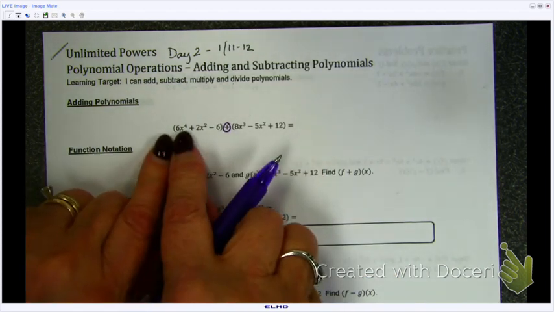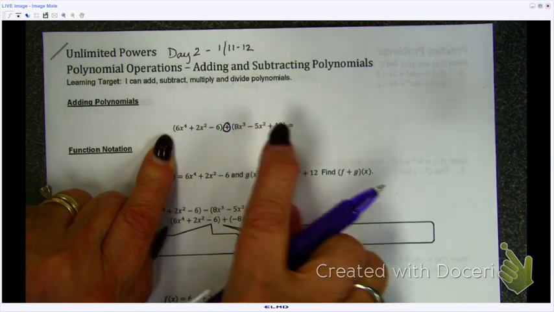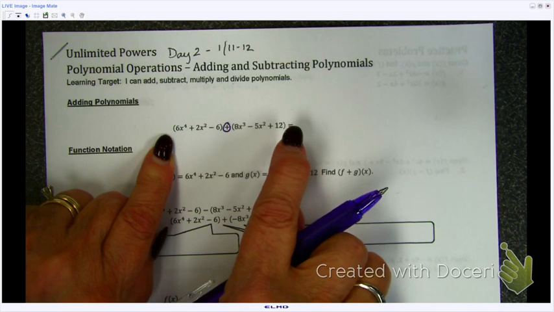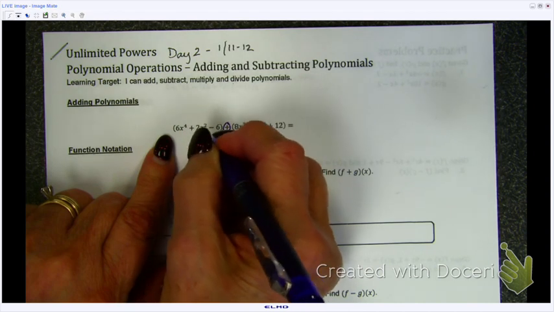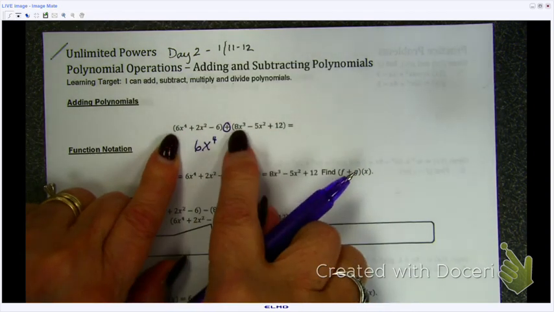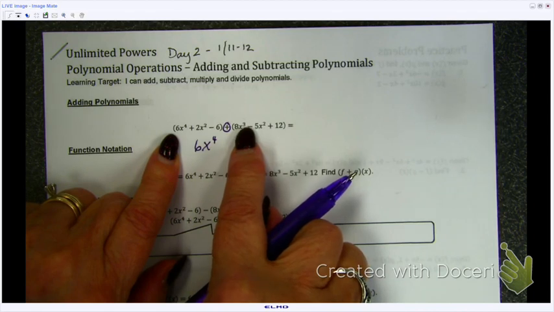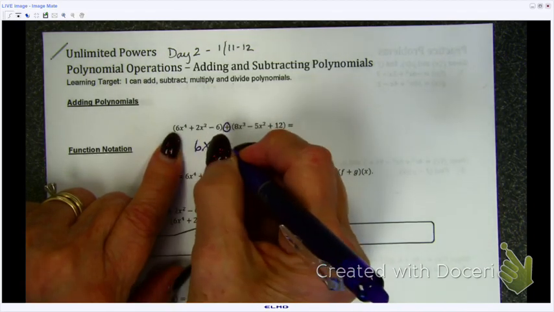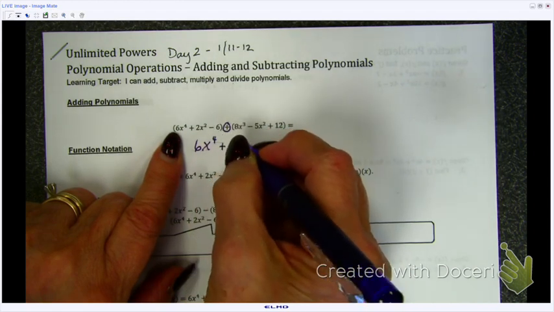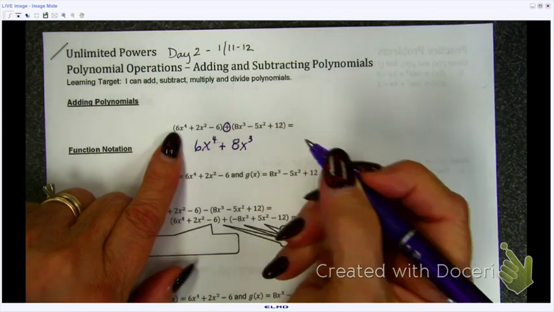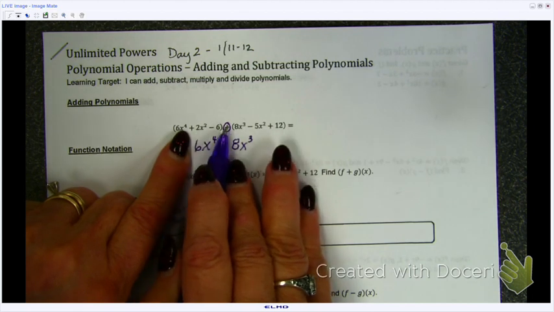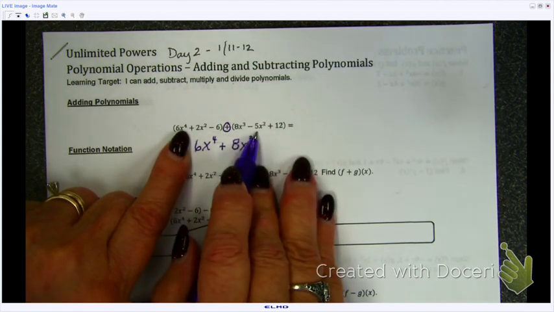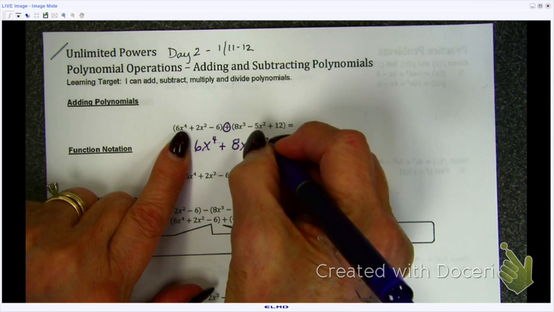So I have 6x to the fourth, but I don't have an x to the fourth to combine with it. So 6x to the fourth. Here I have an x to the third, x cubed, but I don't have one on the left. So it becomes plus 8x to the third. Then I have 2x squared here plus negative 5x squared. So what is 2 minus 5? Negative 3x squared.